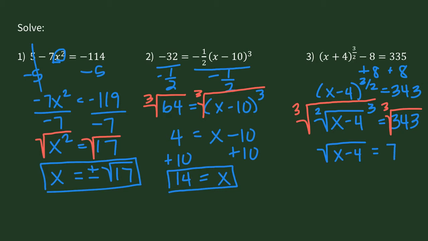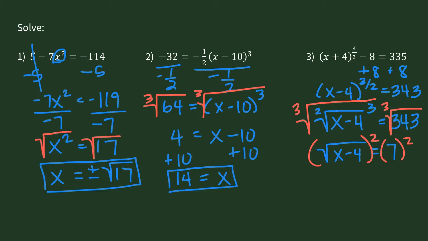And it's 7. And if you're not sure, you could go to your calculator and test numbers. Just use 7 to the 3rd power, and it equals 343. Now I need to undo the square root. So now I could square both sides. That's the inverse of taking a square root.